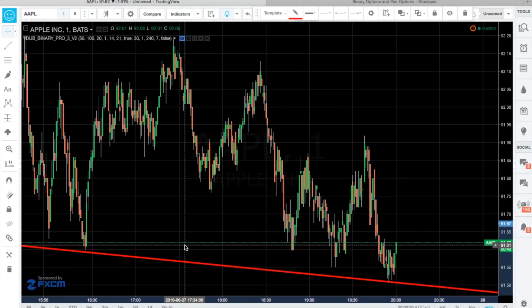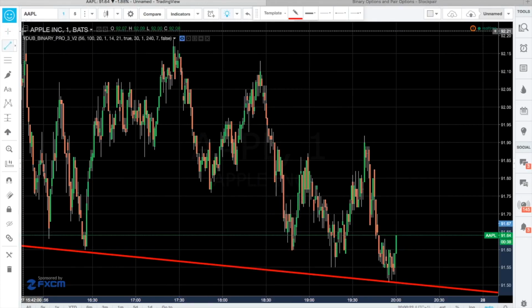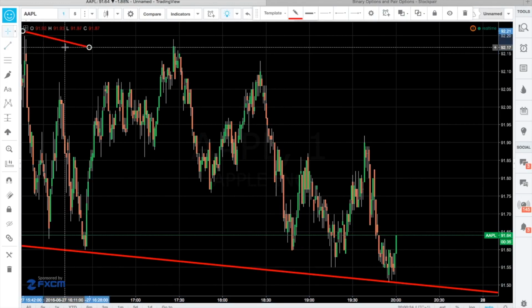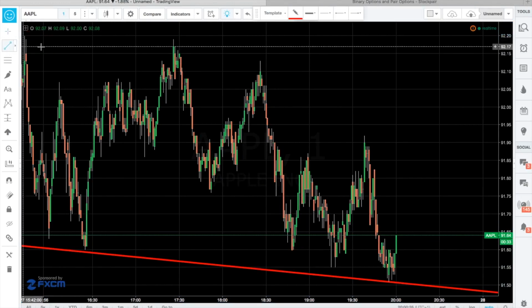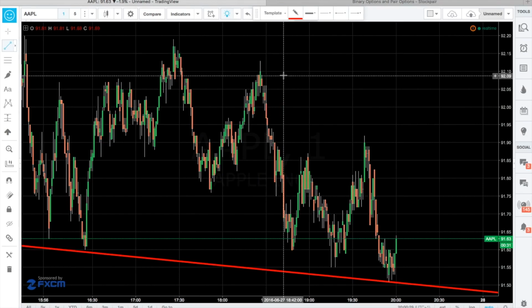Hi guys, I'm going to be showing you really simple support and resistance trading that's not using any indicators whatsoever, apart from lines drawn on the chart, which is extremely easy.